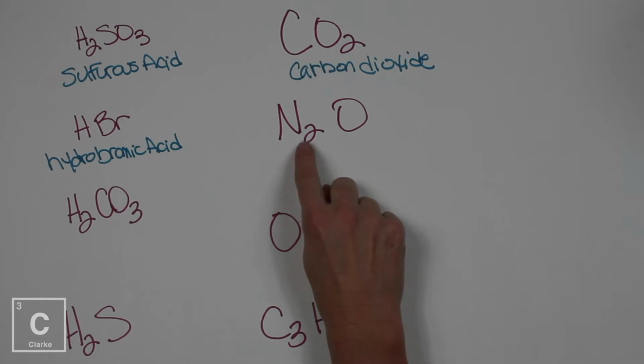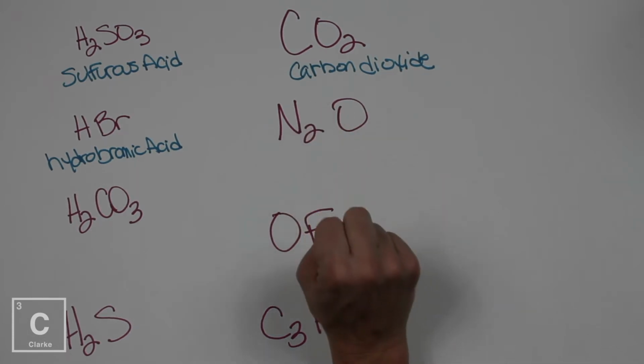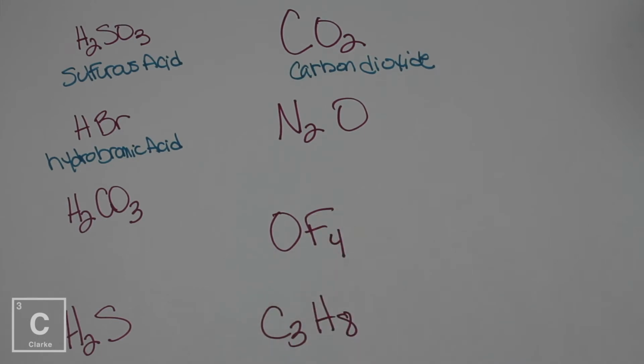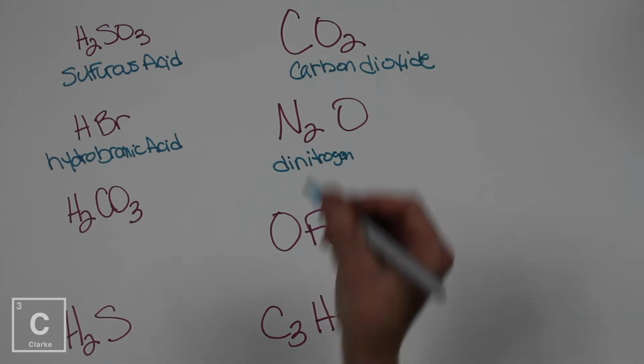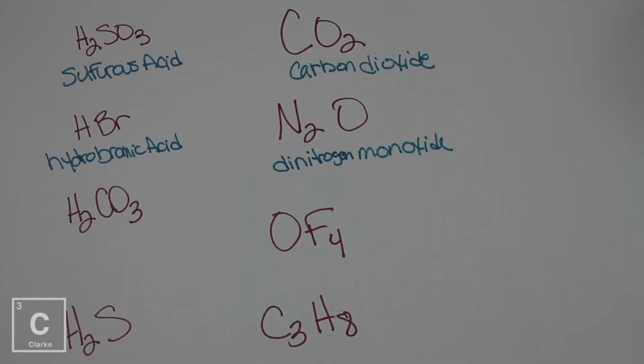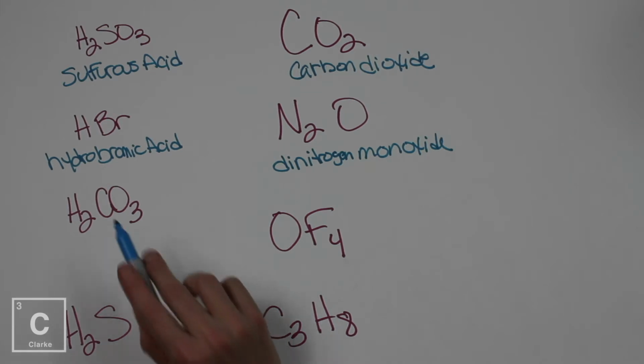Let's look at this example. We've got 2 N's and 1 O. Both nonmetals, molecular compound. We're going to use prefixes. Remember, the prefix for 2 is di. The prefix for 1 is mono. And since we only have 1 oxygen, and that's the second name, we can go ahead and use mono in the middle of the name. So we have dinitrogen monoxide. N2O, dinitrogen monoxide.